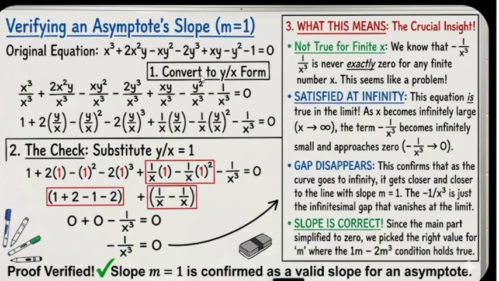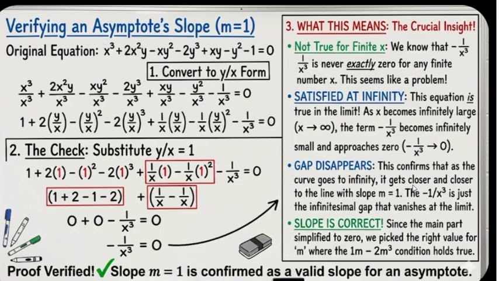Therefore, under such condition, we are going to find out the m and c, and putting back into the equation we can get like this. We know that minus 1 by x cube is never exactly equal to 0 for any finite number. This seems like a problem, but it is satisfied at infinity. The equation is true in the limit. As x becomes infinitely large, the minus 1 by x cube becomes infinitely small and approaches 0. This confirms that the curve goes to the asymptote at infinity. By equating, we are verifying whether the asymptote is correct or not.